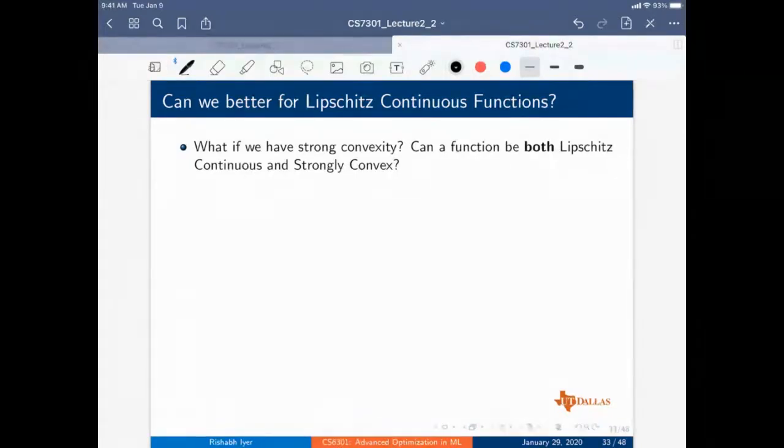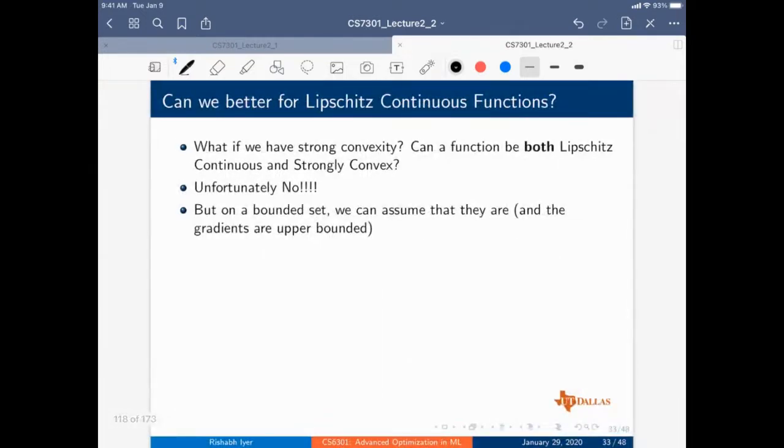So now the question is that for Lipschitz continuous functions, we saw very poor bounds. So actually, I'll end with this very quickly. The question is, can we have both Lipschitz continuity and strong convexity? Unfortunately, no. In general, it is impossible to have a function that is both Lipschitz continuous and strongly convex, because they are at odds with each other. Lipschitz continuity says my gradient should be bounded, whereas strong convexity says my gradient should be unbounded. It should be at least linear, or the function should grow at least quadratically.